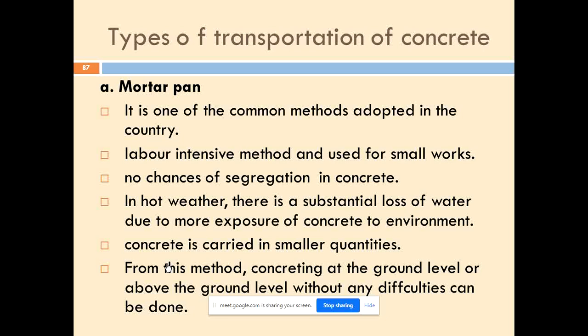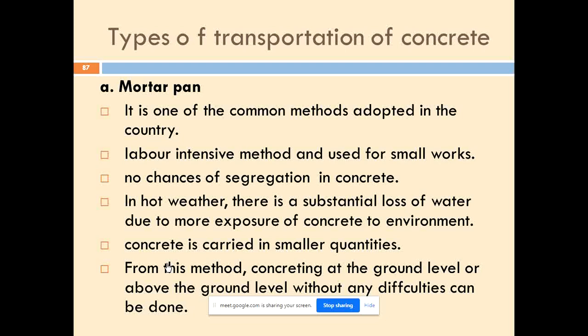If you are using a mortar pan to transport the concrete from one place to another place, so many labors will be used to transport the concrete, even for smaller works. So it is a labor intensive method, because more labors will be used in this method. There is no chance of segregation in the concrete, because whatever concrete is obtained from the mixer, with the help of a pan you are transporting the concrete to the place. So there are no chances of getting segregation in the concrete.